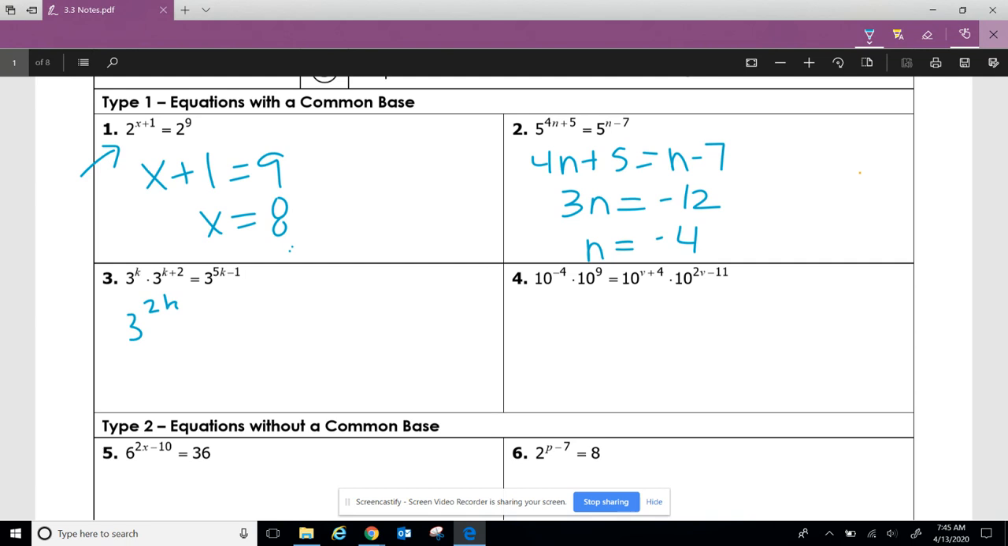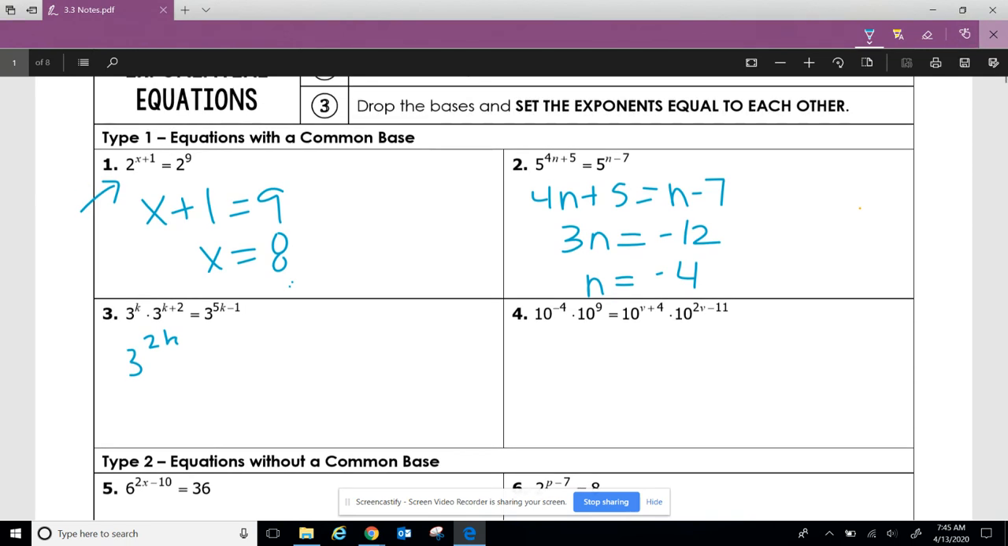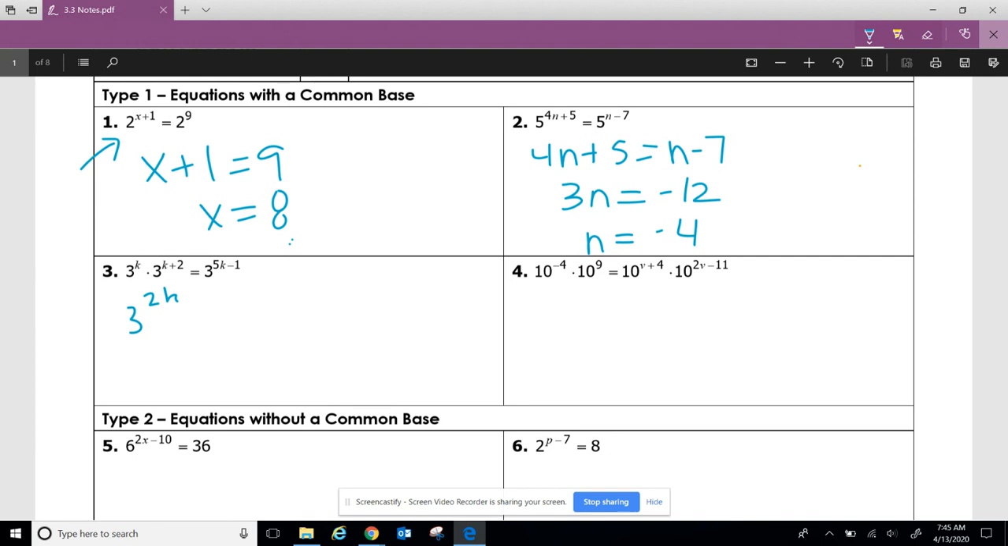Oh, you cannot see that. I'm going to have to go to printing. That's not what I want. This is what I want. My k's. So 2k and then plus 2. And on the other side, it's just going to be 3 is equal to 5k minus 1. All right, now I've got same base is equal to same base. So then I can lose the bases and I get 2k plus 2 is equal to 5k minus 1.